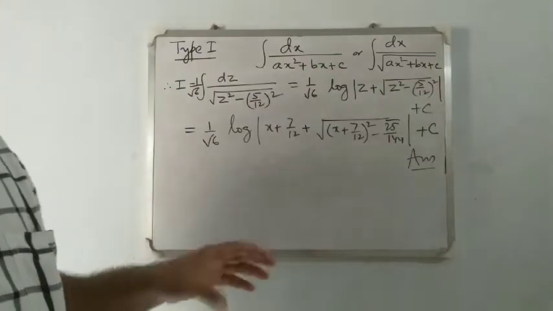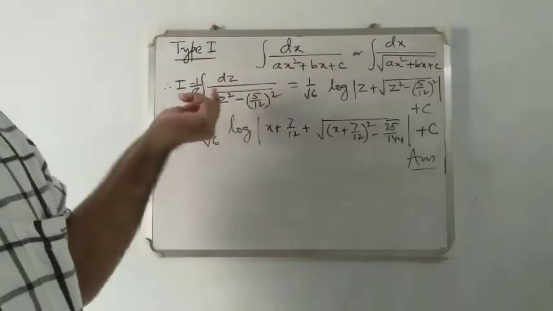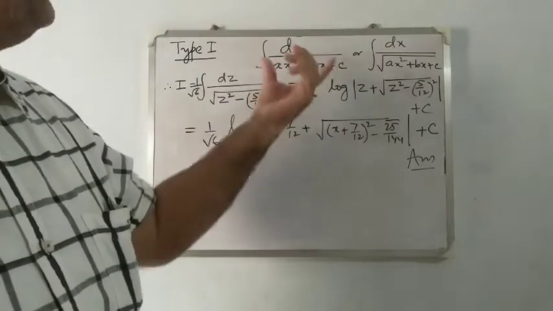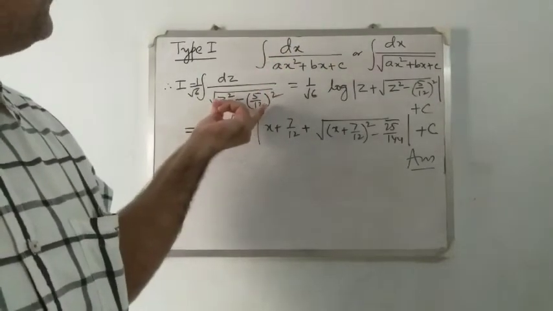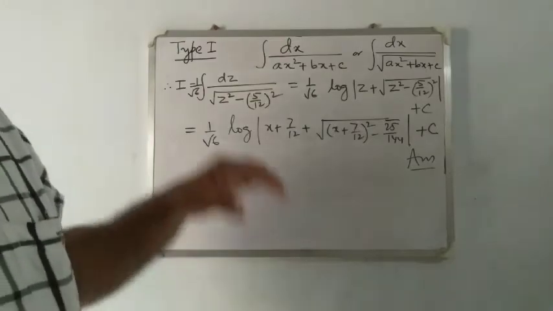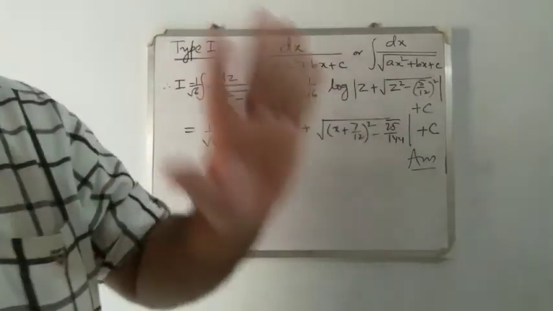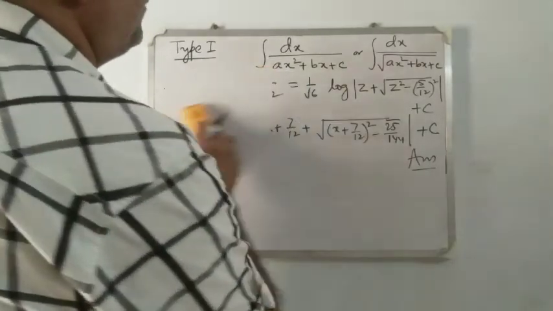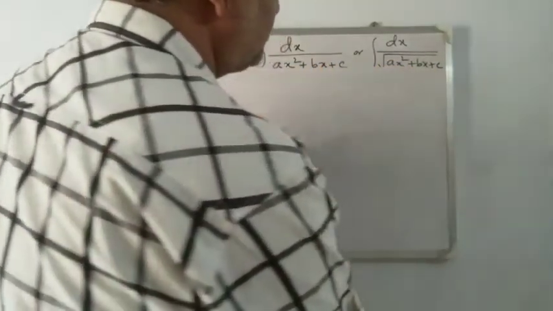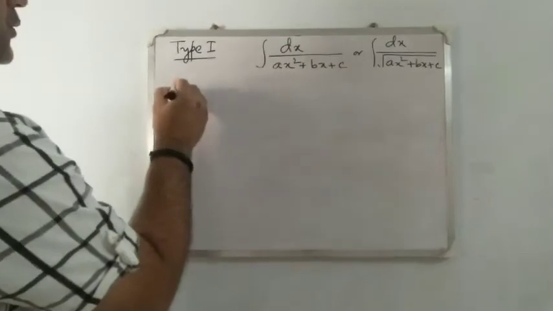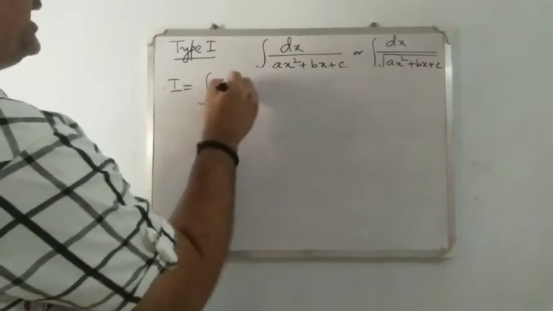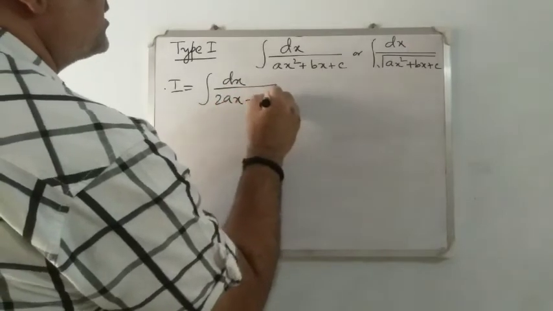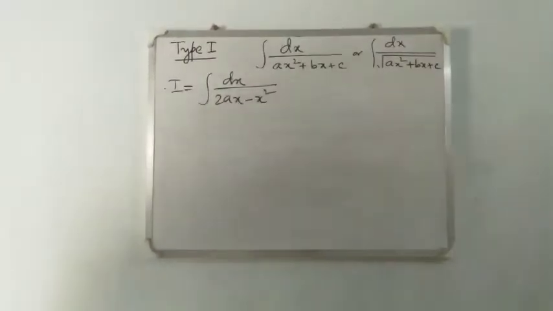Now, one more thing. Here, the problem differs either with radical sign or without radical sign. Now, if it is without radical sign, then we have a different formulae. And if it is with radical sign, we have a different formulae. Okay. Now, let us take one more problem. Integral I is equal to integral dx by 2ax minus x square. Suppose this is very important problem, boys.